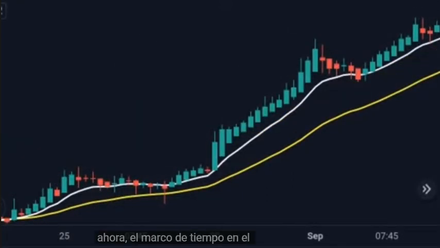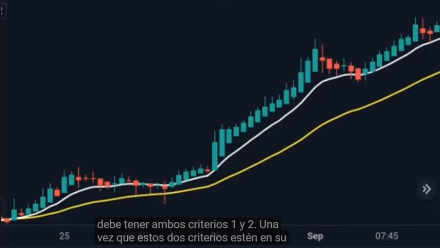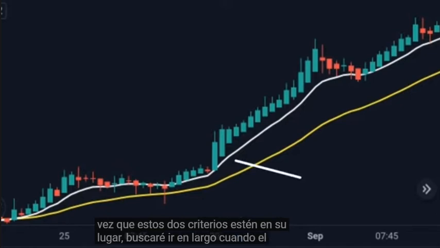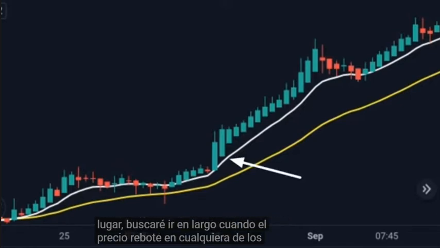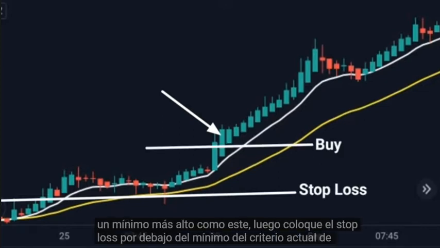Now, the time frame you're trading on must have both criteria 1 and 2. Once these two criteria are in place, I will look to go long when the price bounces off either of the exponential moving averages, and the first bullish Heiken Ashi is formed at a higher low like this. Then place the stop loss below the low of the current swing low.